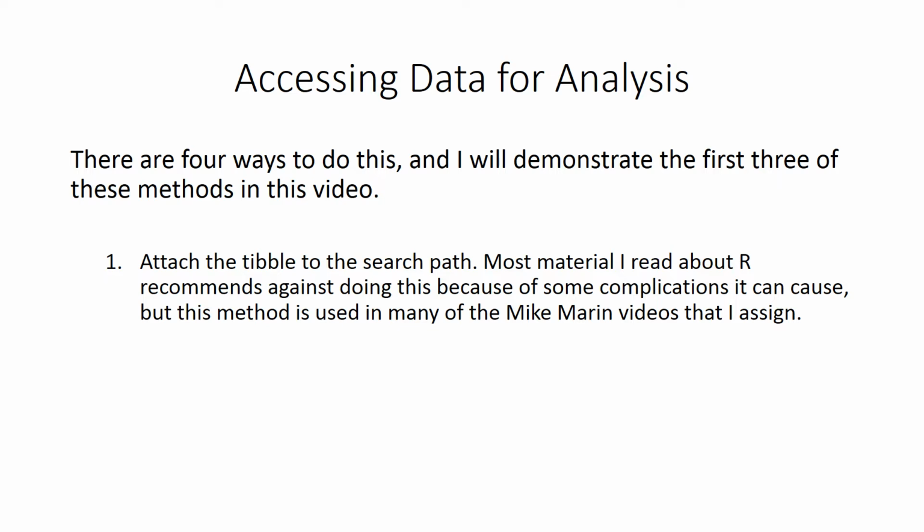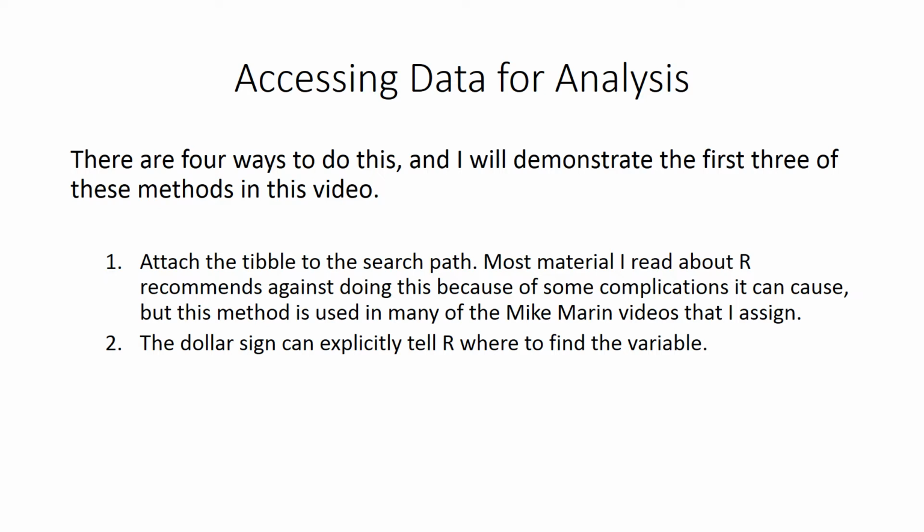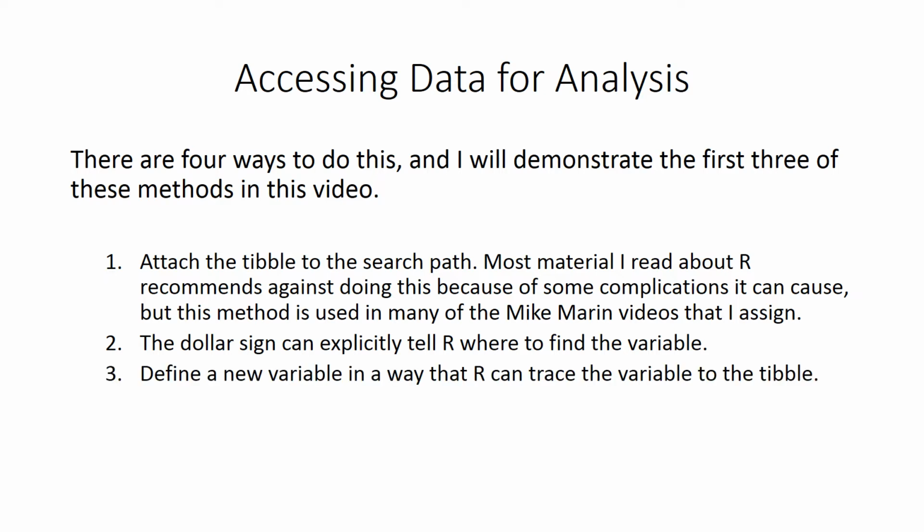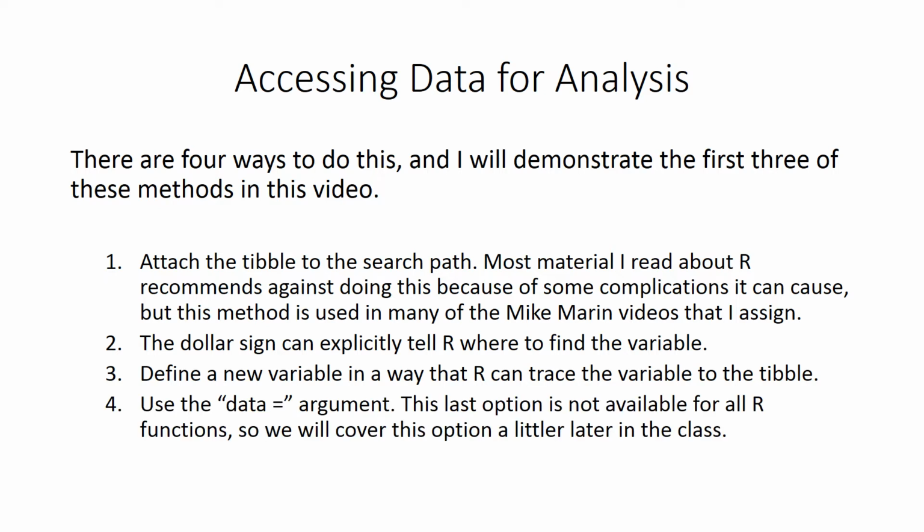Almost every authority on R recommends against using this method. However, many of the Mike Marion videos that I assign use this method. You can use a $ sign to explicitly tell R the name of the tibble containing the data, or you can define a new variable in a way that tells R the name of the tibble where the data resides. The data equals argument is a 4th method, but it's not available for all R functions. We will start using this method when we study the functions where this option is offered.